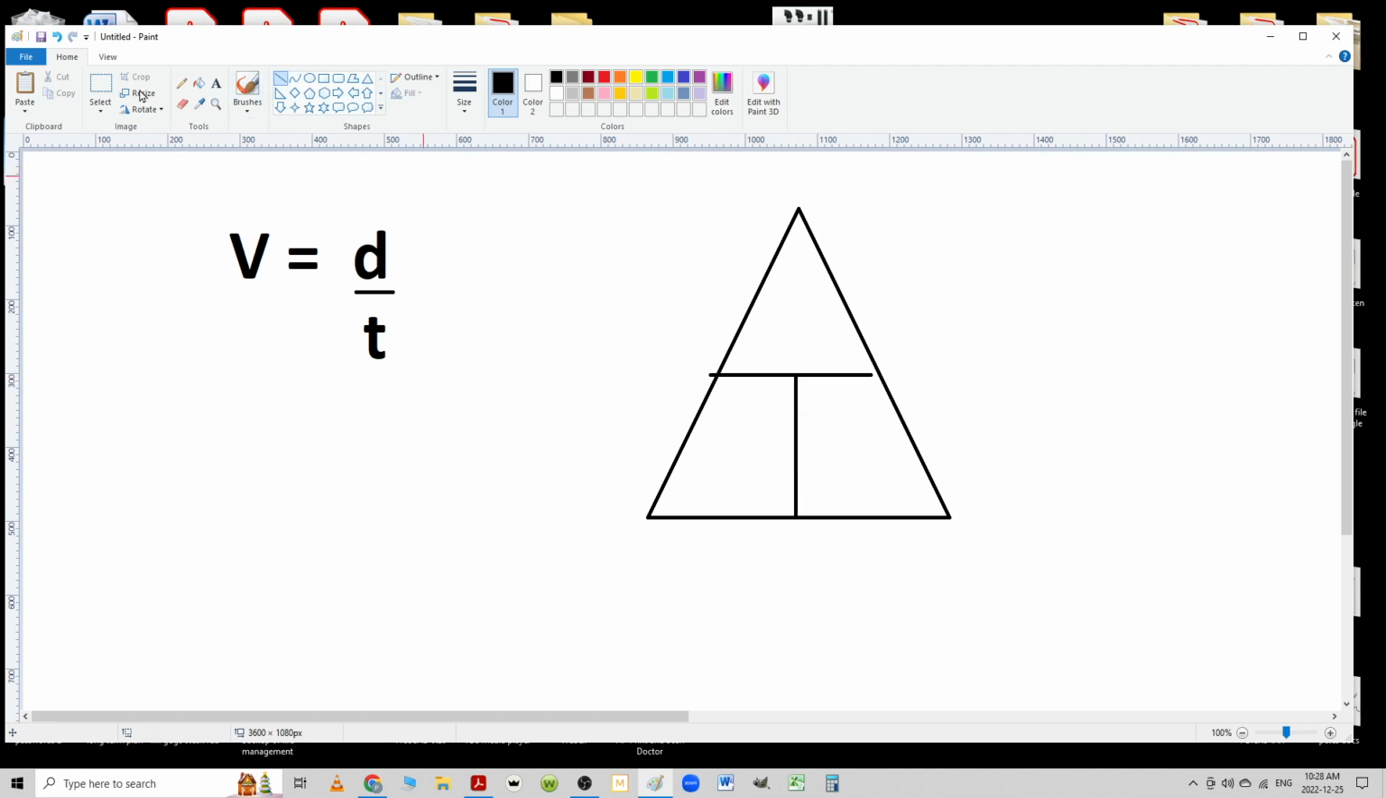So now we have three separate boxes. You're going to put your V in the bottom left, you're going to put your T in the bottom right, and you're going to put your distance at the top. Now you have a pyramid that allows you to find any formula. Distance is equal to velocity times time, because they're on the same level. Time is equal to distance divided by velocity, because distance is up here and it gets divided. And finally, velocity is equal to distance divided by time.